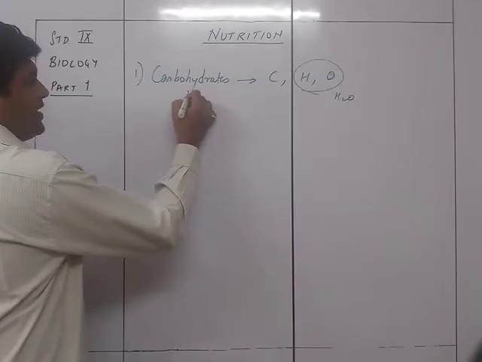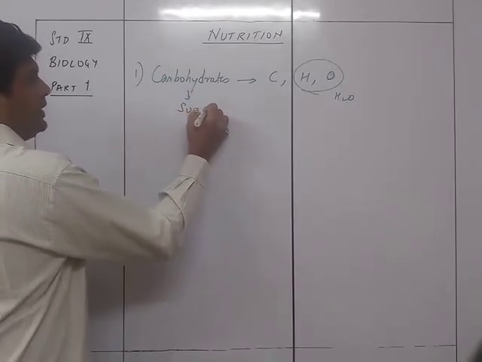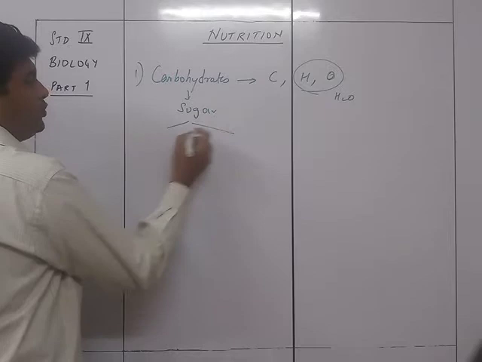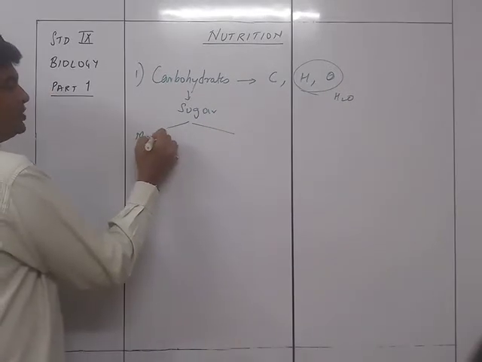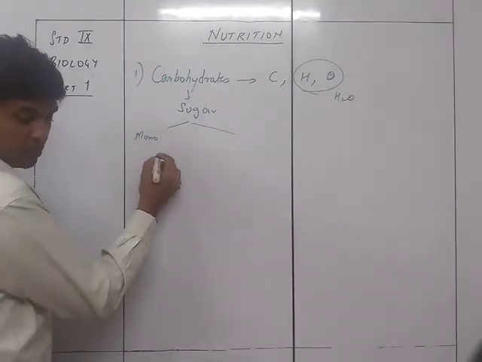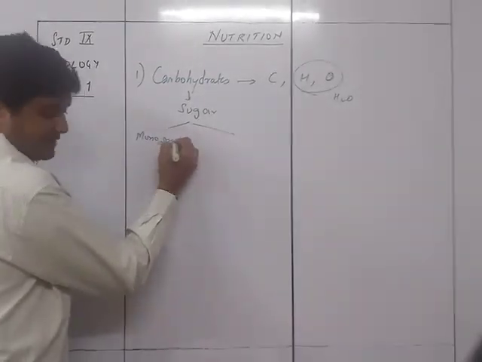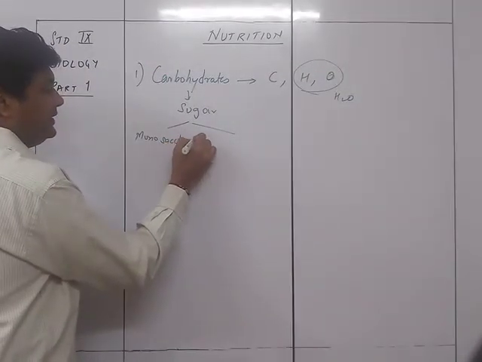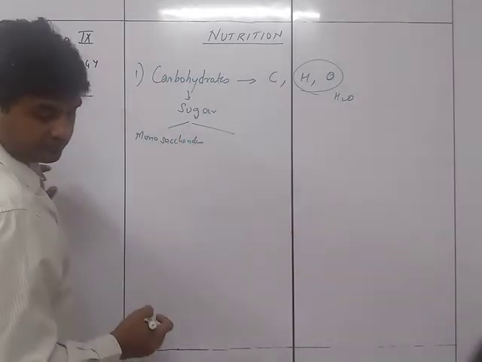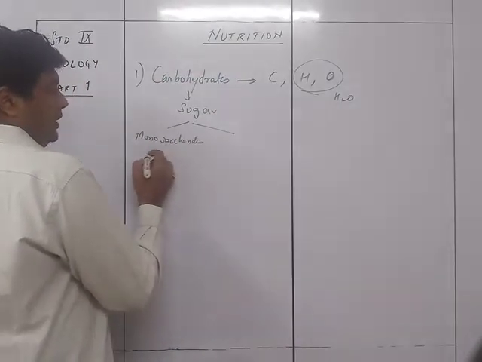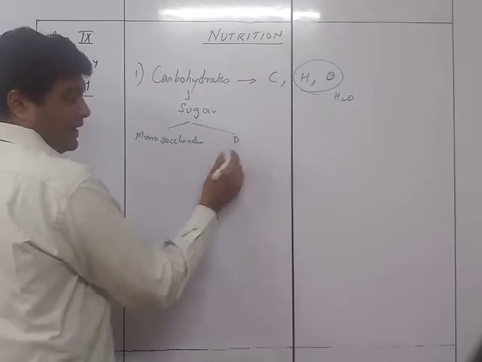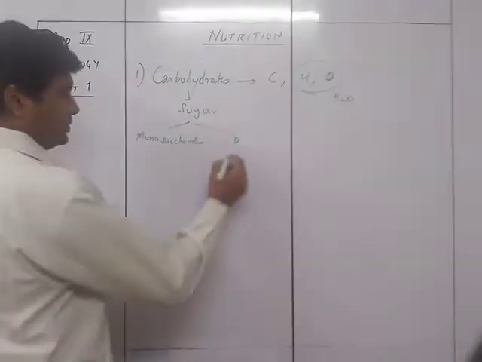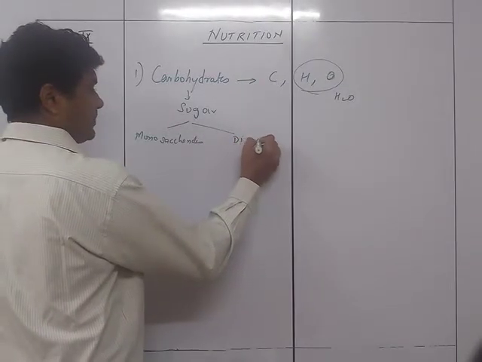So carbohydrates can be defined as sugars, and the sugar can be of two kinds. One is monosaccharides, the simple sugars, and the other is polysaccharides, or double sugars, disaccharides.